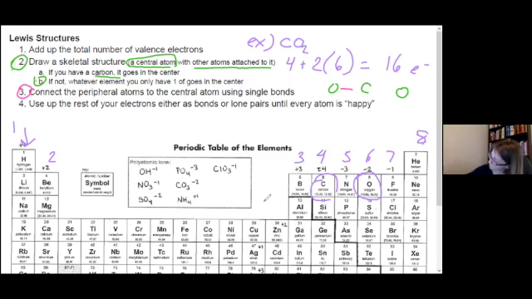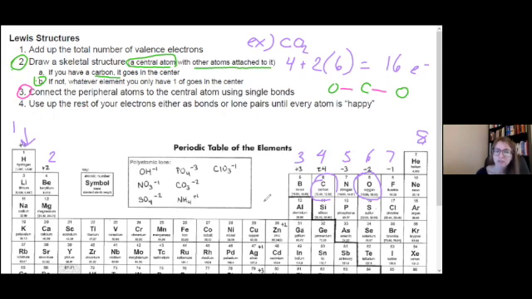So boom, right there, I've drawn 2 single bonds, from each oxygen to the carbon. That's how, because they have to be connected. So if this is one molecule, I know everything has to be connected to that central atom.